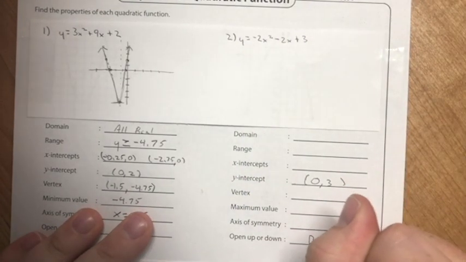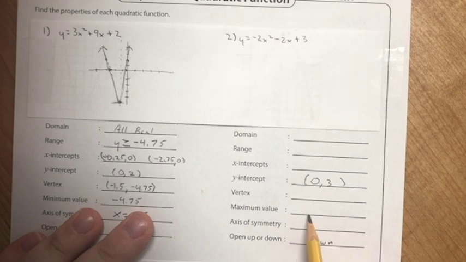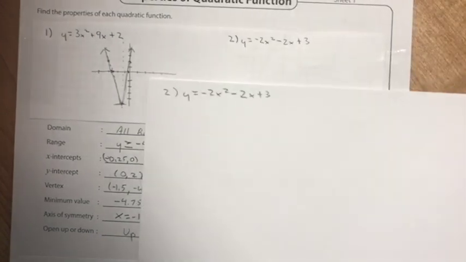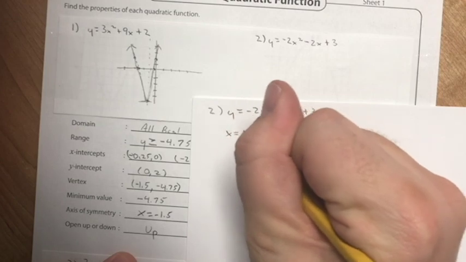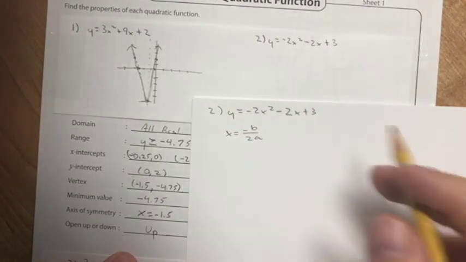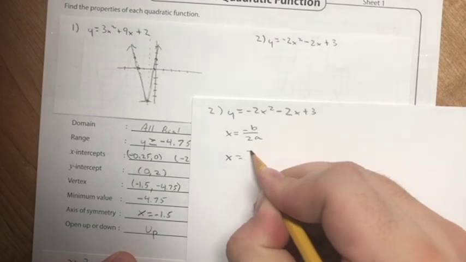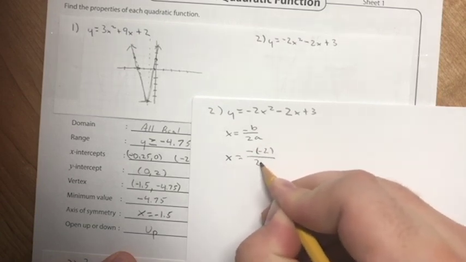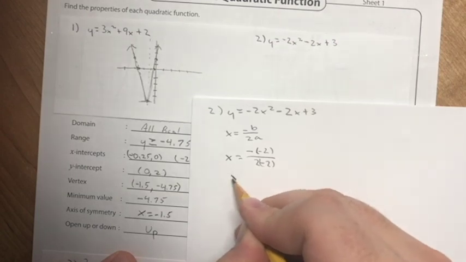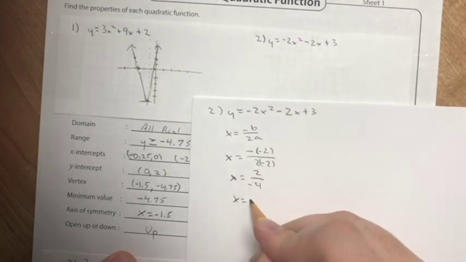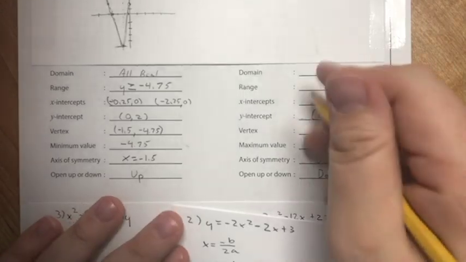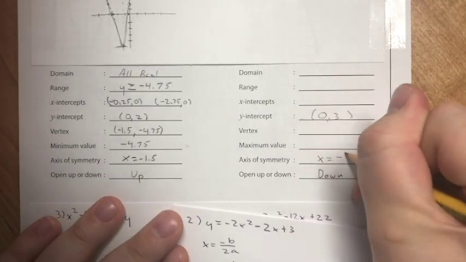So this is going to open down, which tells me that my minimum value of this, we actually can't tell because we've got to find the vertex. So let's go ahead and do that. To find the vertex, we're going to use x is equal to negative b divided by 2a. So let's plug things in. x is equal to negative 2 divided by 2 times negative 2. That gives me x is equal to 2 divided by negative 4, so x is equal to negative 1/2. So my axis of symmetry is x is equal to negative 1/2.